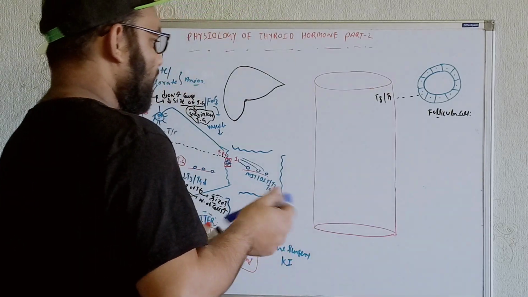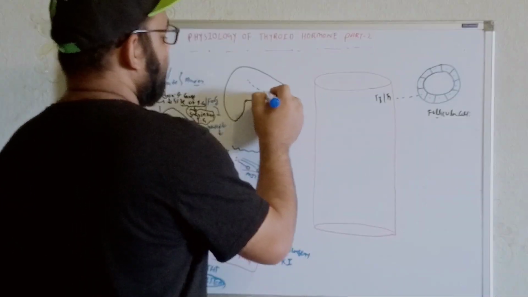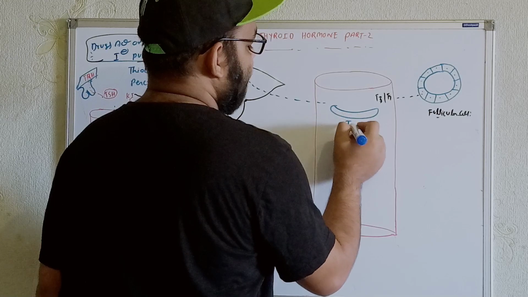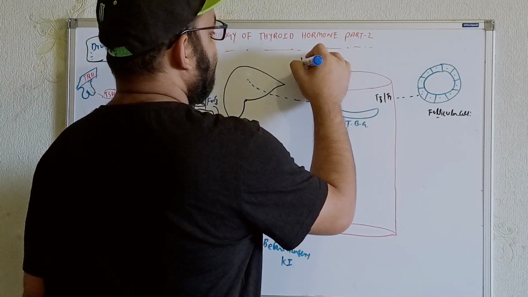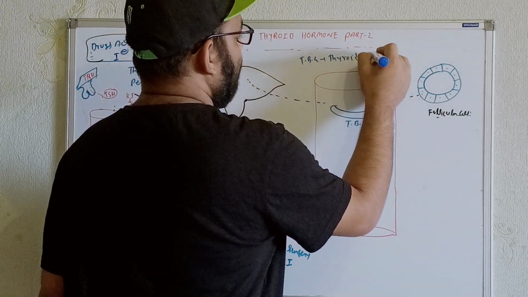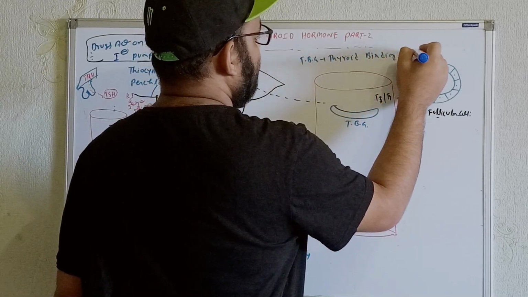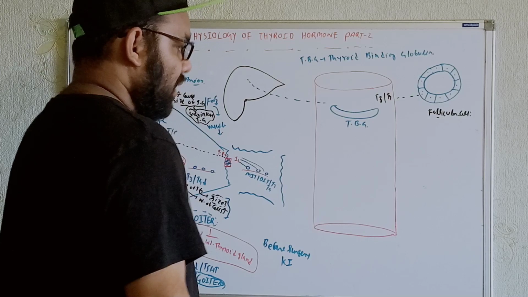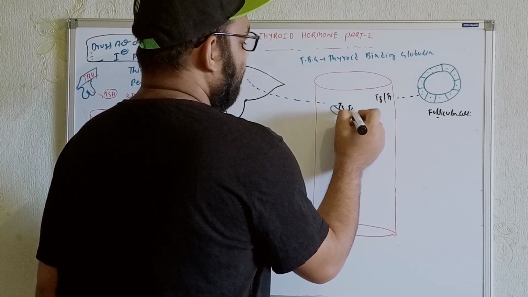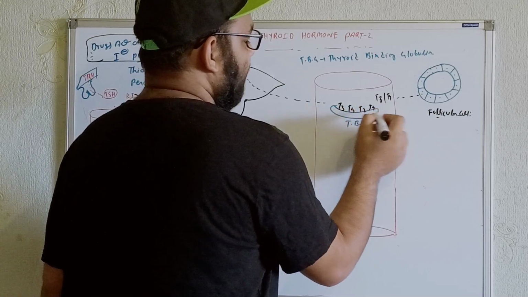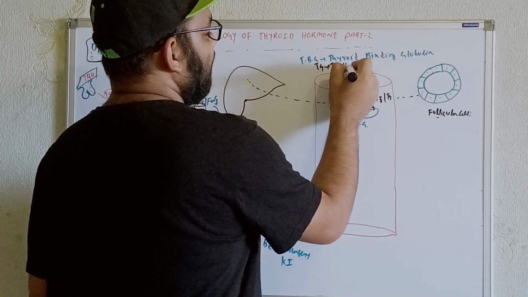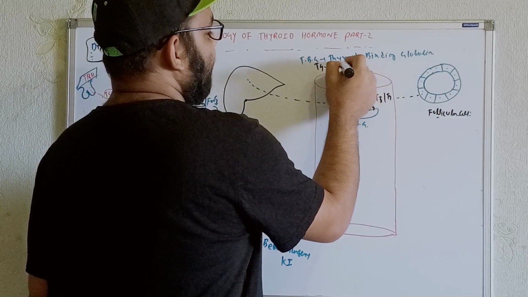Now, try to understand. We'll get the production of different kinds of proteins. One of the proteins is known as thyroid binding globulin. I am writing it over here: TBG stands for thyroid binding globulin. Now, T3 and T4 will come over here and bind with this protein. T4 has more affinity for it, so it will bind.